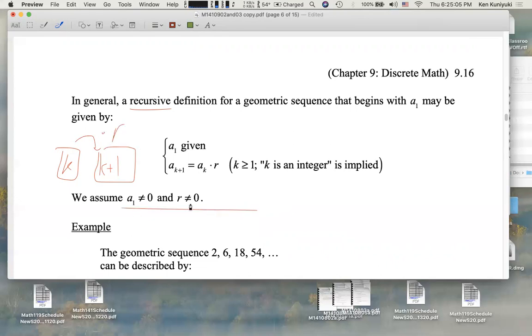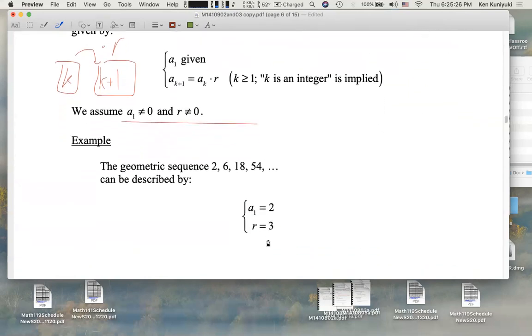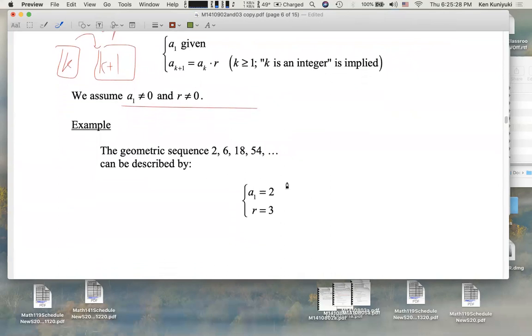By the way, we assume that these are non-zero for now. Otherwise, it gets kind of tricky, right? Because let's say you start with 4, right? Then it's 0, 0, 0, 0. Is that really geometric if R is 0? No, that's kind of weird. All right. So for example, this sequence here is completely defined by the fact it's geometric. A sub 1 is 2, R is 3.